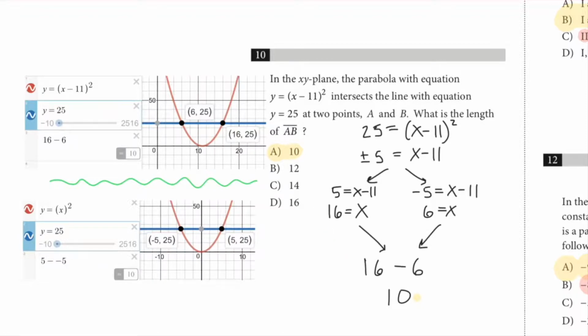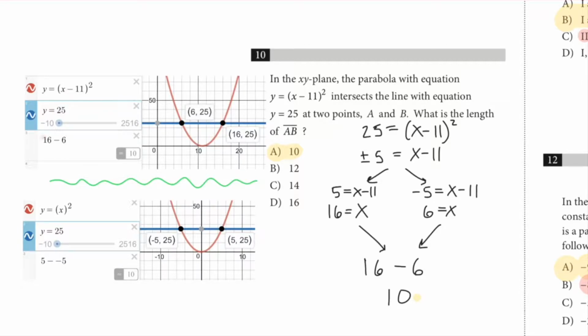I want to point out something, that this value of 11, if they change this 11 to 12 or 20 or 13, that would actually result in a horizontal shift of this parabola. The parabola would move left or right depending on how you changed 11. That being said, the shape of the parabola and the height of this line actually determine the length of AB, the distance between these 2 points. And the location of the parabola doesn't even matter.